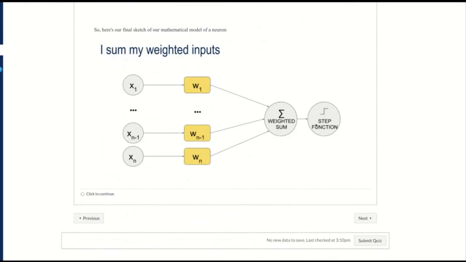So now this is the final picture of our mathematical model. We have an array of inputs, x1 through xn. We have an array of weights. Each input has a weight associated with it. We get the weighted sum of that, and then we put that through a step function, and that causes our neuron to either emit a 0 or emit a 1. So questions on that? Let that sink in a bit.